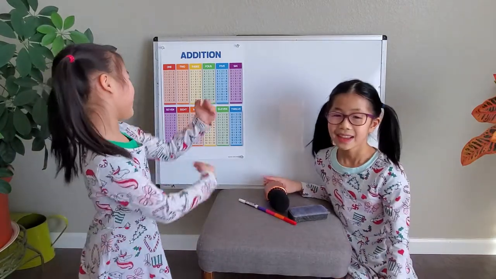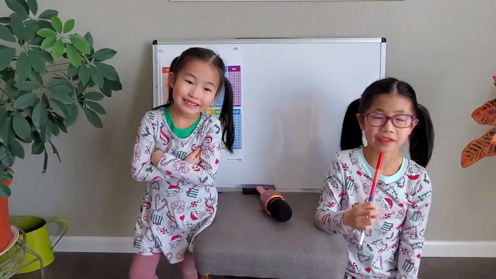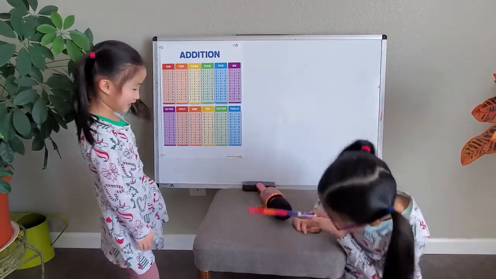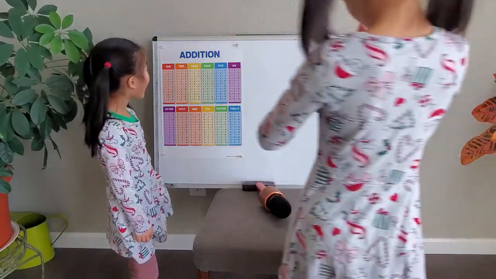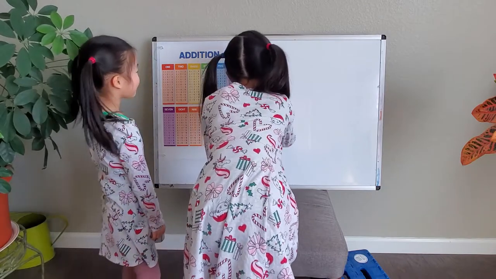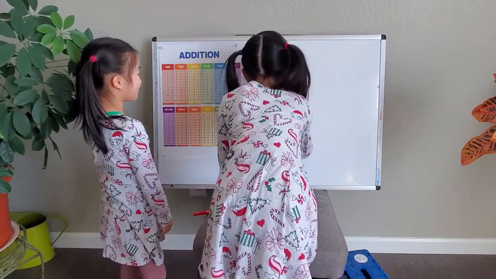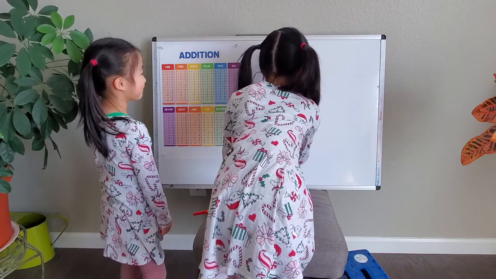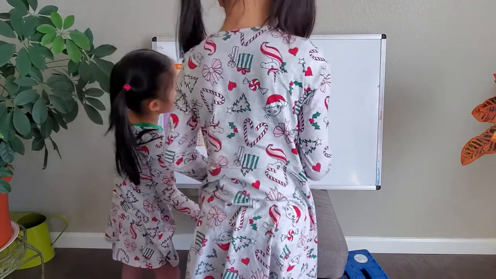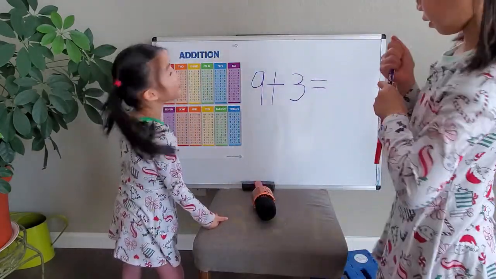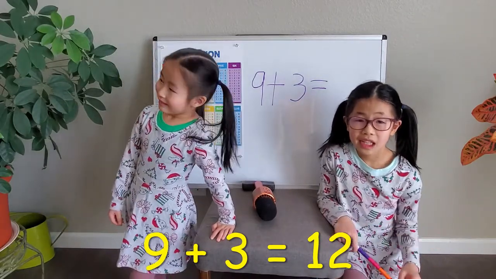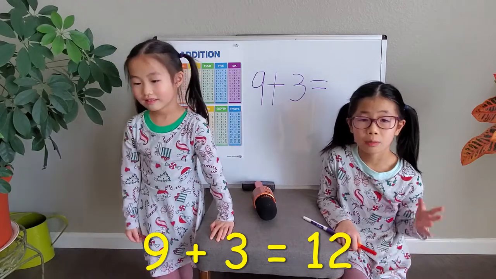Okay, now let's learn the strategy. What if the addends are greater than 5? Okay, so the strategy is use your fingers to show the smallest number.